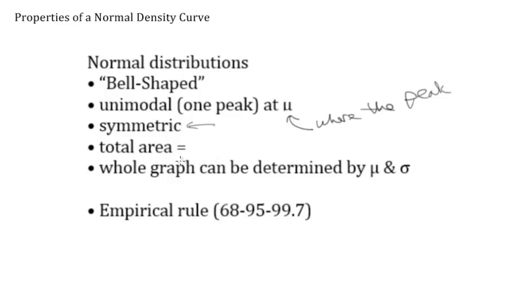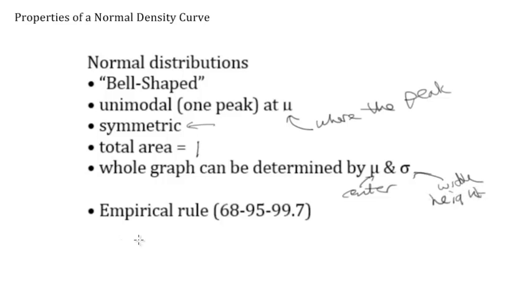And the total area of your probability density curve, what does that equal? Please say it with me. It will always add up to 1. It doesn't actually matter if it's normal or not. The area of any probability distribution will add up to 1. And the whole graph can be determined by mu and sigma. Mu gives you the center, and sigma tells you not only the width, but also the height.